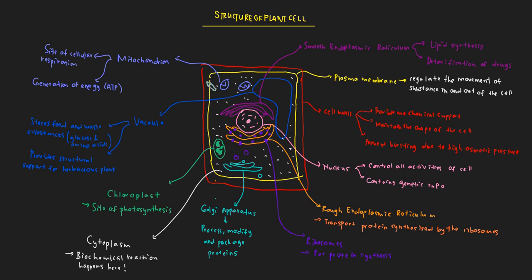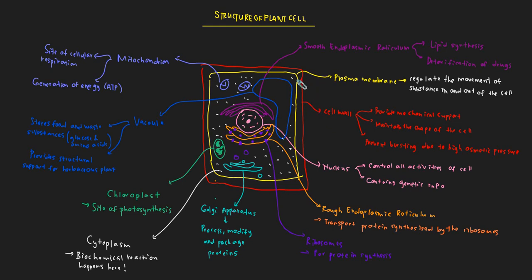So on the outer layer, or the outermost part of the cell, we have the cell wall. So the cell wall provides mechanical support for the plant, maintains the shape of the cell, and prevents bursting due to high osmotic pressure. It is because the cell wall is made out of a tough substance known as cellulose, which is really tough, flexible, and really strong material.